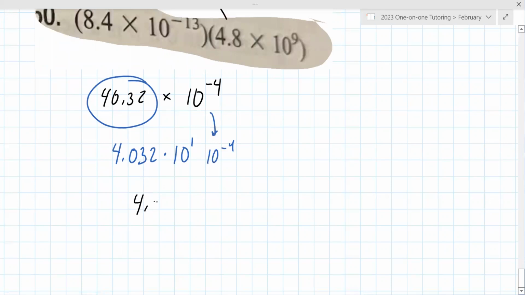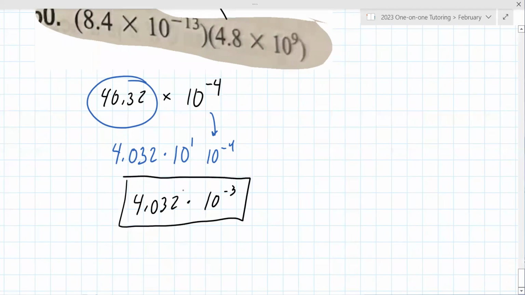So 4.032 times 10 to the -3. And would that be your final answer? That's your final answer. That's in scientific notation. The base is between 1 and 10, so you're in really good shape. And it would be fine if the exponent was negative? Yes, it can be a positive or a negative exponent.